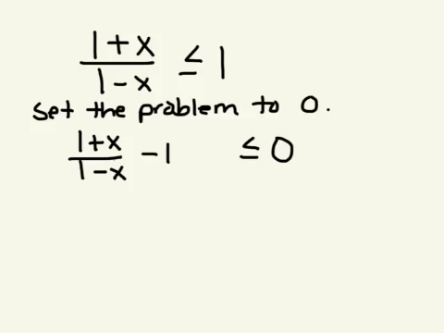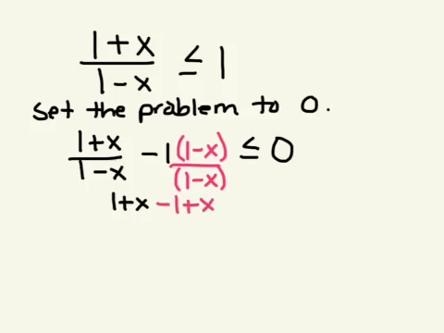Now, what we want to do is to subtract, and you want to think about how you can add or subtract fractions. In order to do that, you have to have a common denominator. So we're going to multiply this negative 1 by the other denominator, 1 minus x. So when we do that, what we have in the numerator is 1 plus x, and we're going to distribute that negative 1. So we have negative 1 plus x, and then our denominator is the same, so we keep that denominator of 1 minus x, less than or equal to 0.